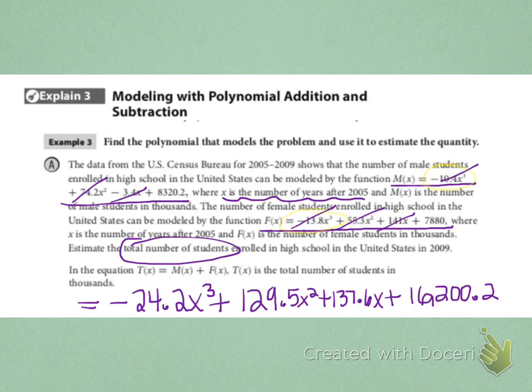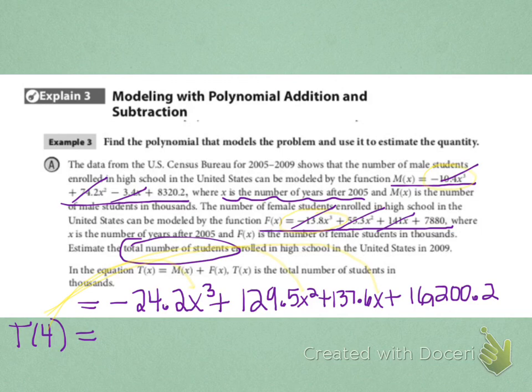So now how we're going to use that is it asks us to use this new polynomial function to estimate the number of students in 2009. And remember, x meant the number of years past 2005. So that means we want to find this new function, which they called total, and we want to do t of 4 because 4 years have passed. So we're just going to plug 4 in for every one of these x values, and we can then estimate the total number of students attending high school in the United States in 2009.